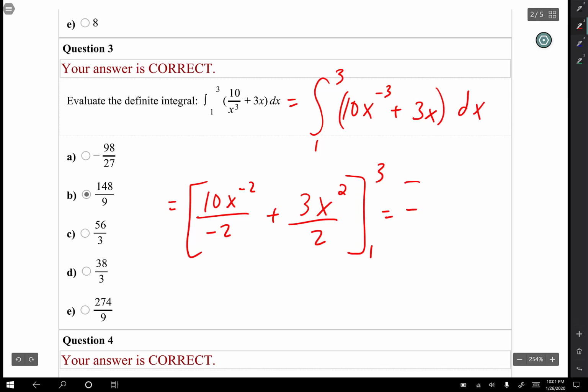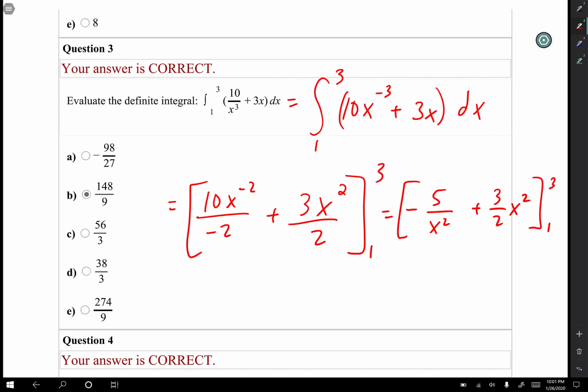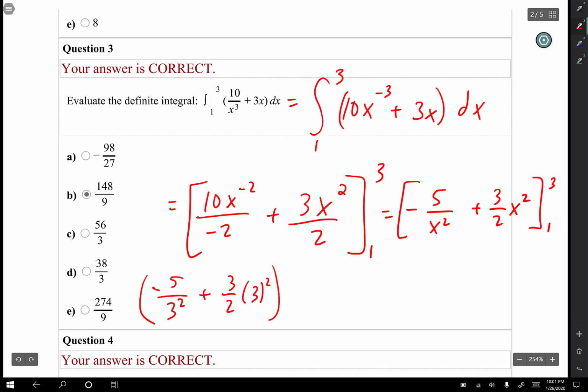A negative, 2 goes into 10 5 times, so -5 over x squared plus 3/2 x squared, like so. Now integrate from 1 to 3. All right, let's do this. Plug in a 3. So here we go. My first parenthesis, -5 over 3 squared plus 3/2 3 squared, minus -5 over 1 squared plus 3/2 1 squared.